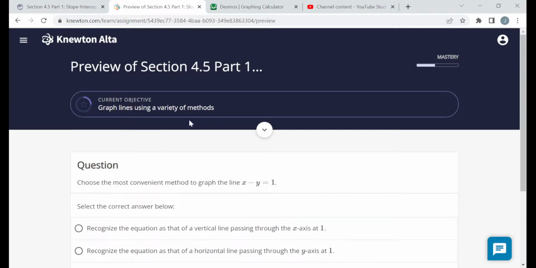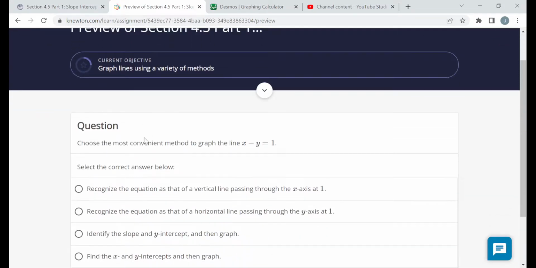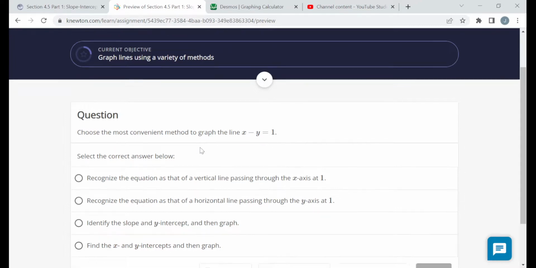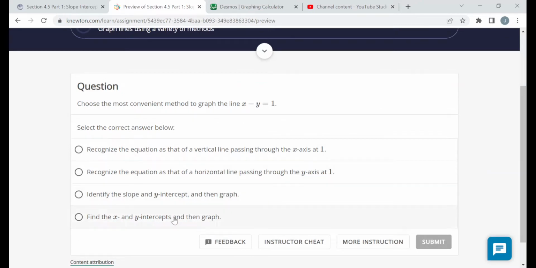All right, and graph lines using a variety of methods. Once again, here's an equation in standard form, Ax plus By equals C. It would be a lot easier to just find the intercepts and graph. That's what I read also in the answer explanation from the earlier problem. They're just saying straight up, if an equation is in standard form, it's probably just easier to graph the intercepts and then graph the line.